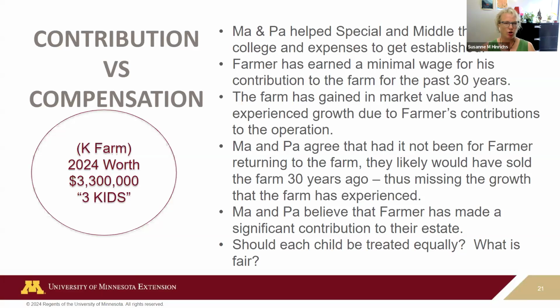Ma and Pa agree that if it had not been for Farmer Junior returning to the farm, they would likely not have kept farming. So this is their case. It might not be the case for your farm, but that's what this case study is. Ma and Pa said that for the last 30 years, Farmer Junior has been an equal partner. He's put in lots of effort and lots of hours, and it's important for him to be treated as an equal partner here. They wouldn't have had the growth that they had without his involvement.